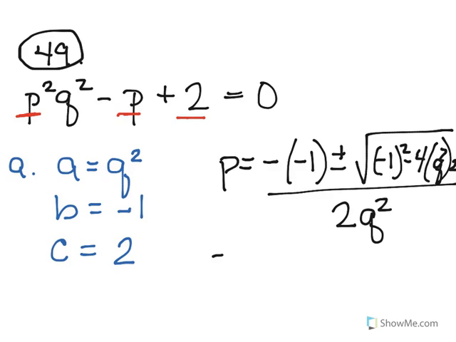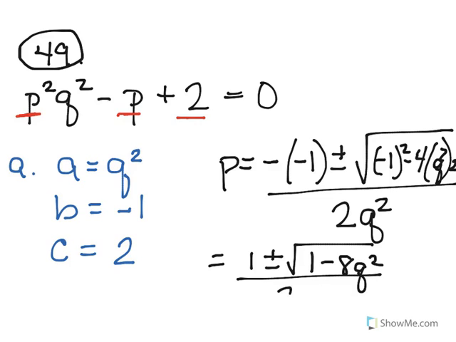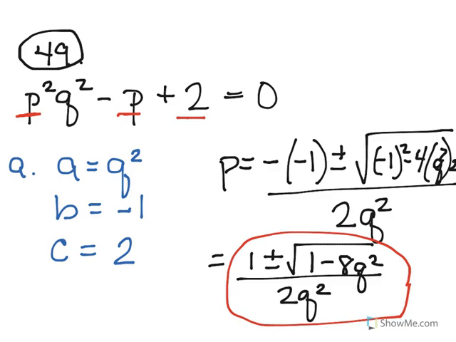I'm going to clean this up a little on the next line. The negative 1 becomes a positive 1. Inside the square root, negative 1 squared becomes a 1. The 4 times the 2 gives me a negative 8q squared, all over that value 2q squared. Now, this isn't a pretty answer by any stretch of the imagination, but it is the correct answer. P equals this stuff, and we've cleaned it up as much as we're able to.